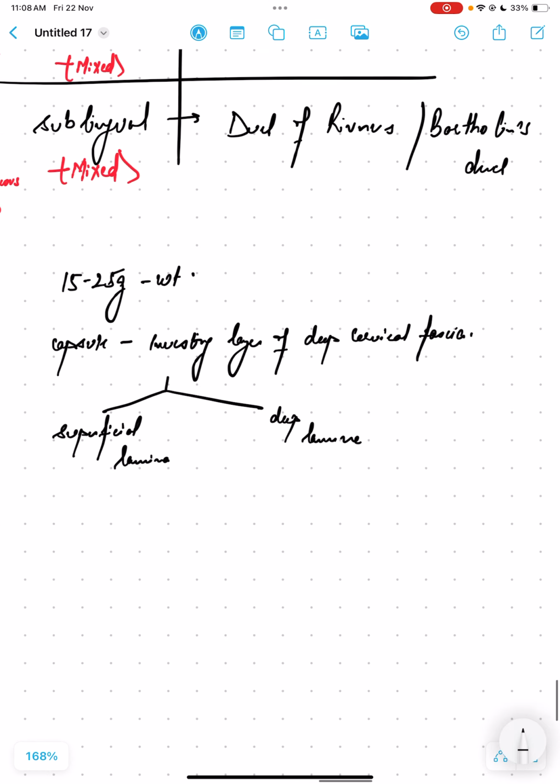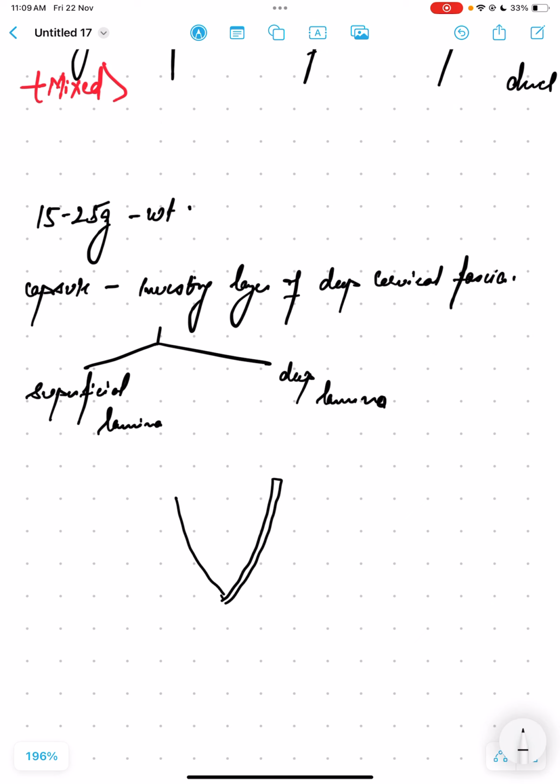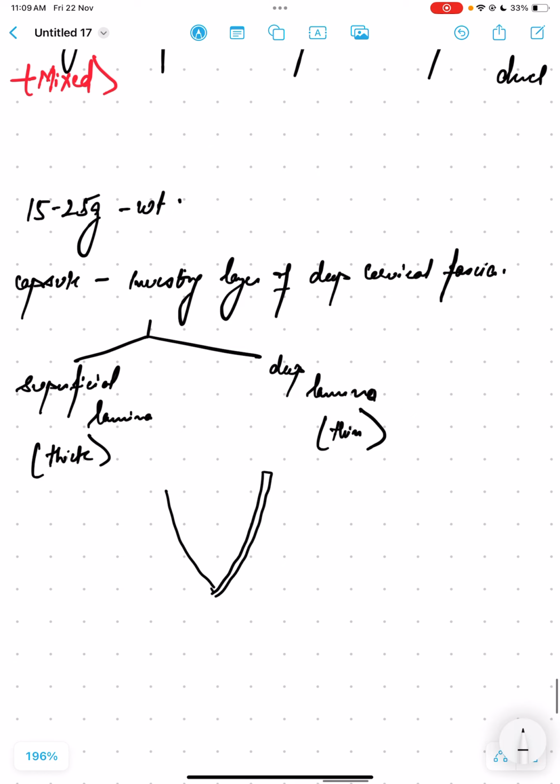Like I am drawing in this diagram, like this. One thing you have to remember is that the deep lamina is thin and the superficial lamina is thick. So in this diagram you can see this thick one is the superficial one and this thin one is the deep one. And this is the investing layer.